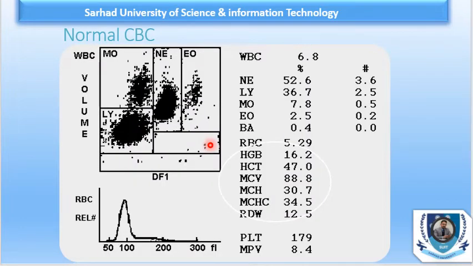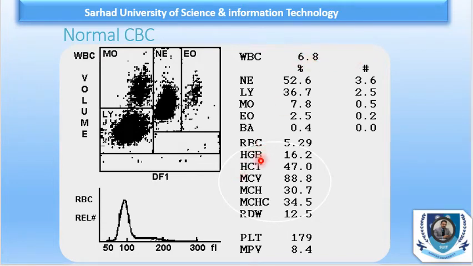So this is the first report, or you can call it a hemogram. It's a CBC report, and the first thing you will observe is hemoglobin. Here you can see that hemoglobin is 16.2. Then you will move forward and check the WBCs. So WBCs are 6.8 per microliter. The normal count for WBC is 4,000 to 11,000 per microliter. Here you can see that this is normal.